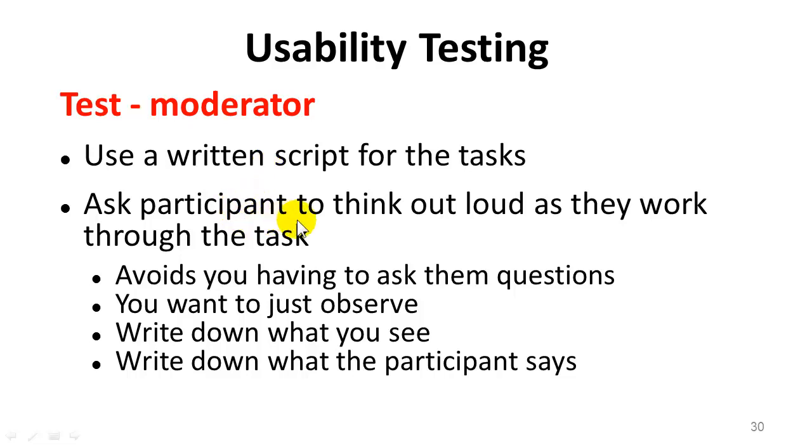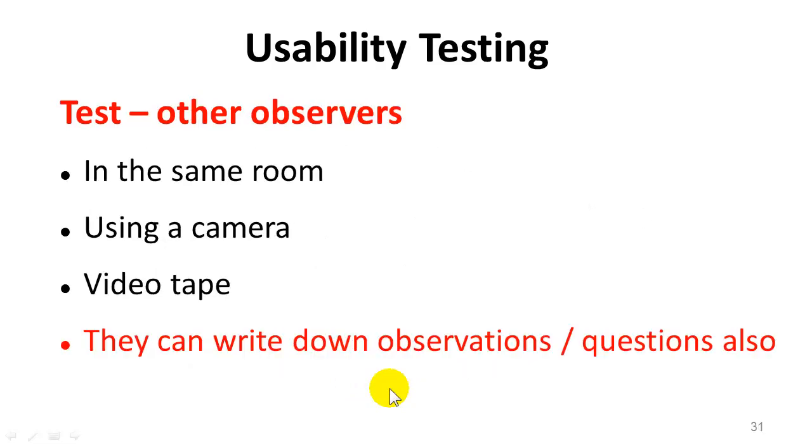And you might want to ask them to think out loud. So they might say, well, I'm going to click here to look at the different flight schedules or whatever. That way you don't have to ask them. You want to do as much observing as possible without asking them. Not to say you can't ask. Write down what you see and write down what the participant says. So this is a typical testing situation here. There might be other observers in the same room or watching via camera, or you could videotape it. They can also write down observations and questions, and you can compare your notes.